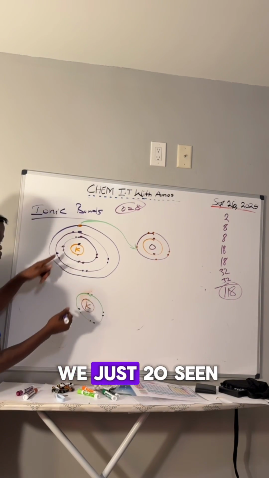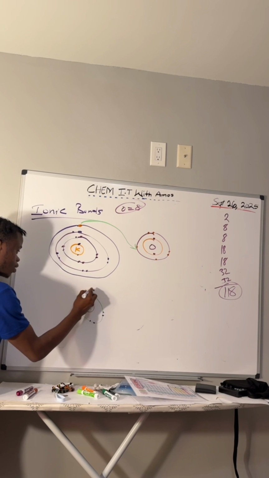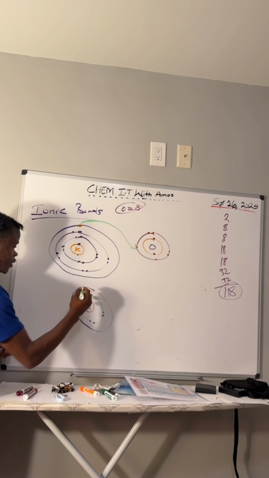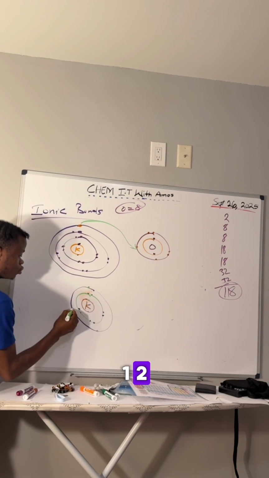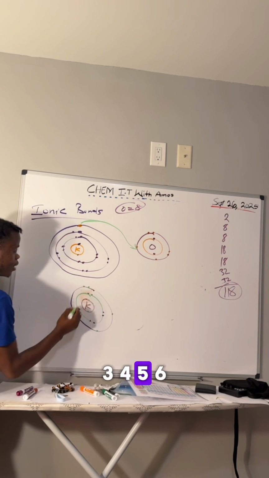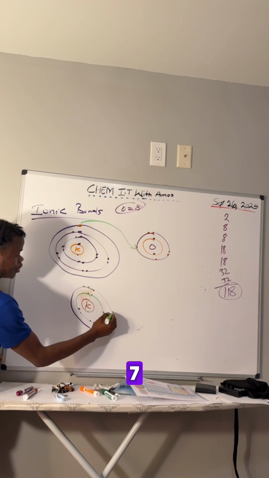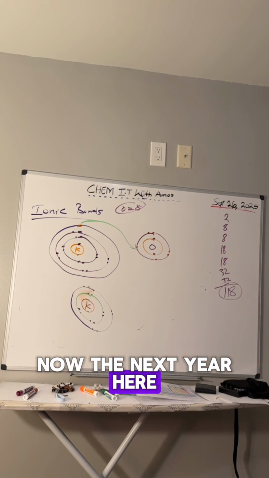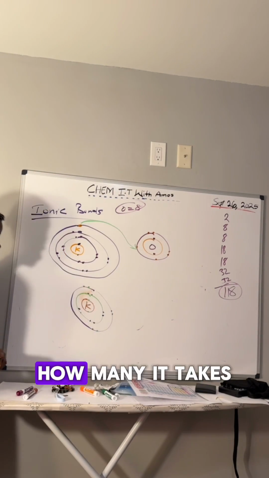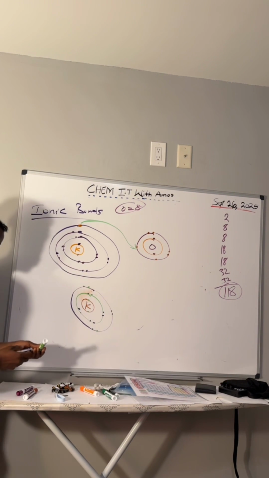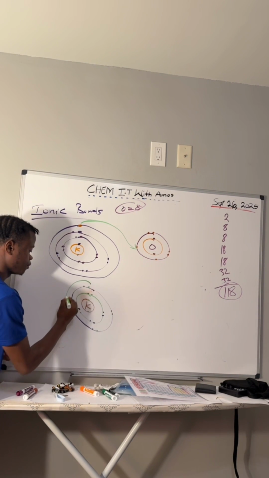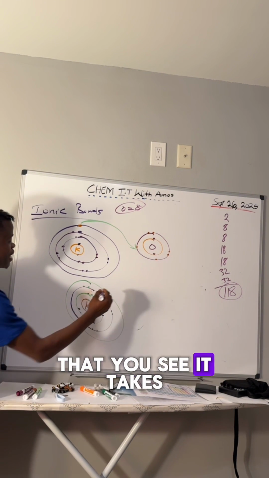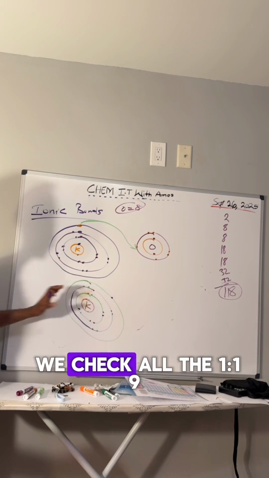So like I said, we just draw the same diagram right here. The next shell takes 8: 1, 2, 3, 4, 5, 6, 7, 8. Right? So the next shell now, how many does it take? It takes 1 right here. So we can draw that here. So the next shell that you see here takes 1. So if you check, it becomes 19.